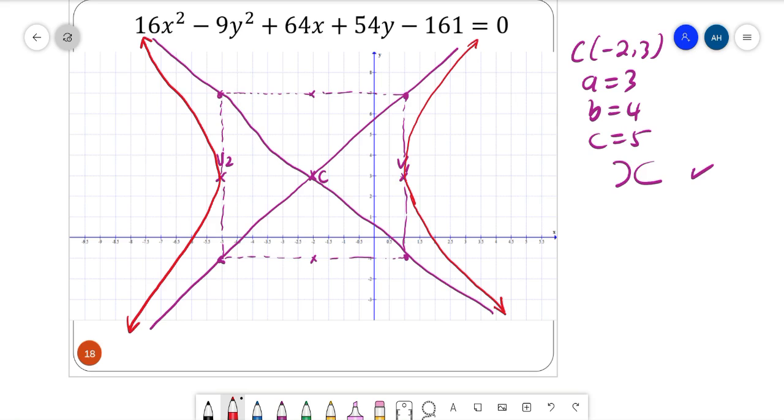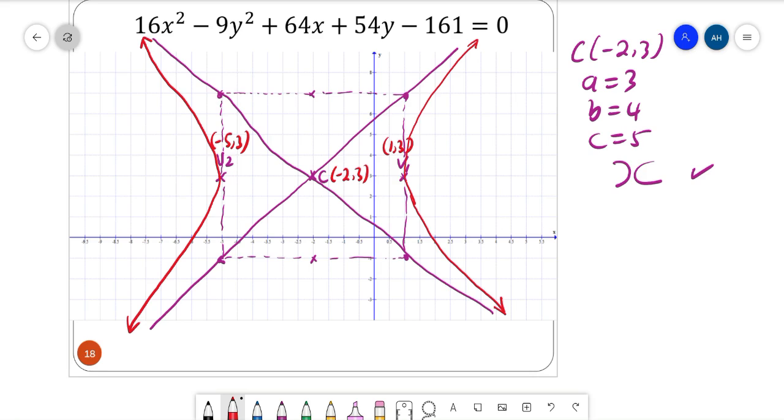Okay, now let's write down all the coordinates we have. The coordinate of the center is negative 2, 3. Okay, V1 is equal to 1, 3. This is 1, 3. And this one is negative 5, 3, the other vertex. Center, and also we have the focus.